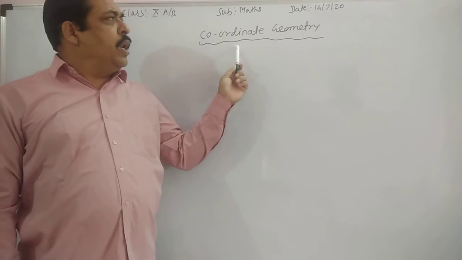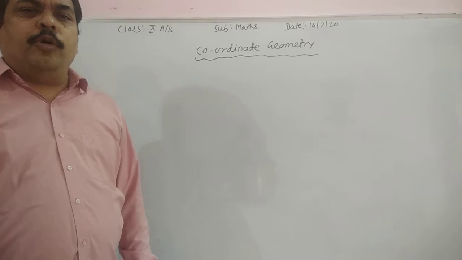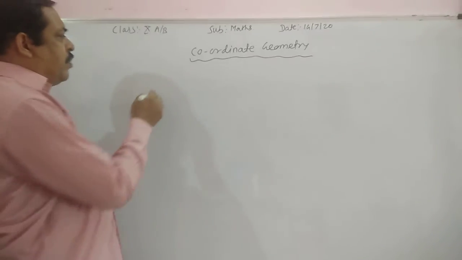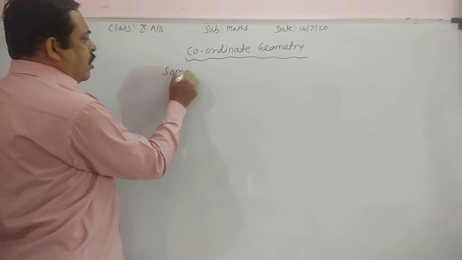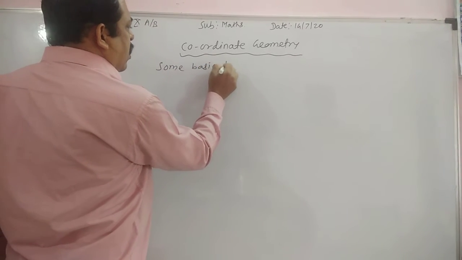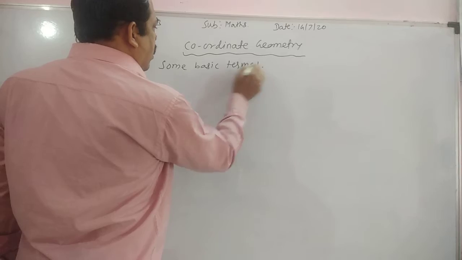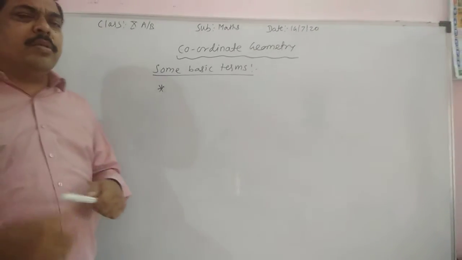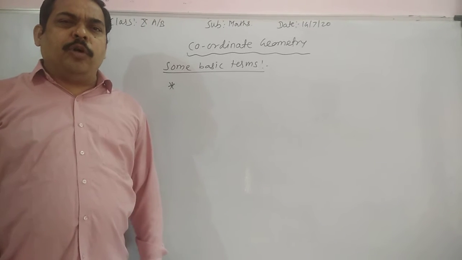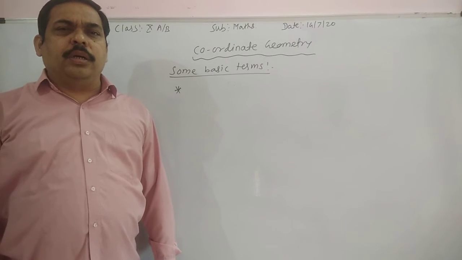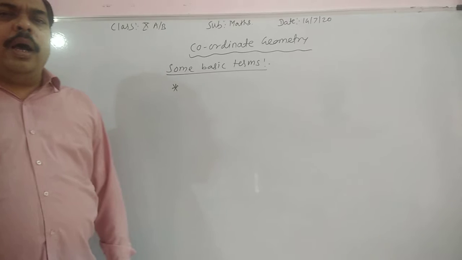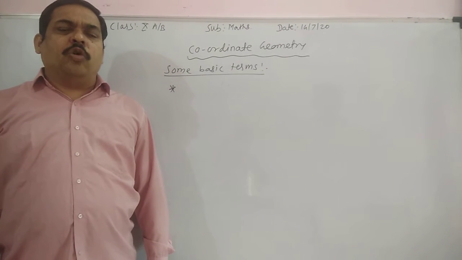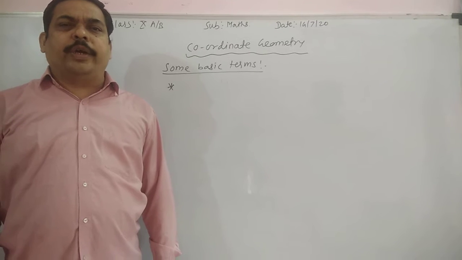In ninth standard, we already learned about coordinate geometry. First, we recall some basic terms related to coordinate geometry. Suppose I want to locate a point in a plane, then which things do I need? I must need the two coordinate axes, then I need the coordinates of that point which I want to locate in that plane.